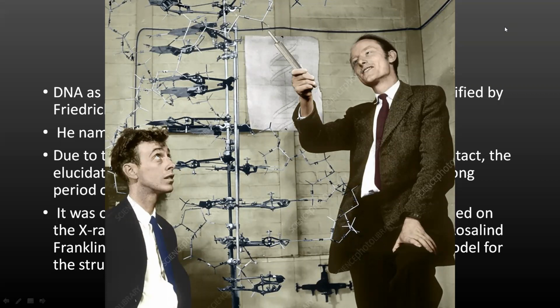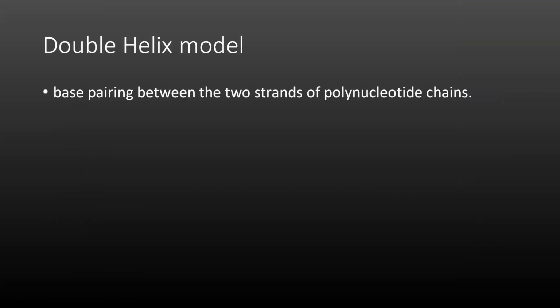This was Watson and Crick who gave the double helix structure for DNA. So, double helix model, base pairing between the two strands of polynucleotide chain. In yesterday's class, we studied how one polynucleotide chain is formed. It is made by joining many nucleotides. Many nucleotides, they join by which type of bond?